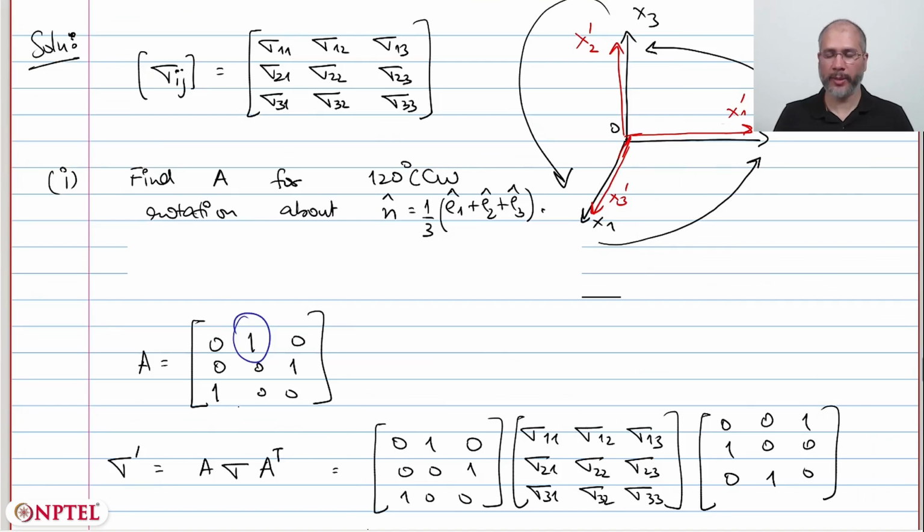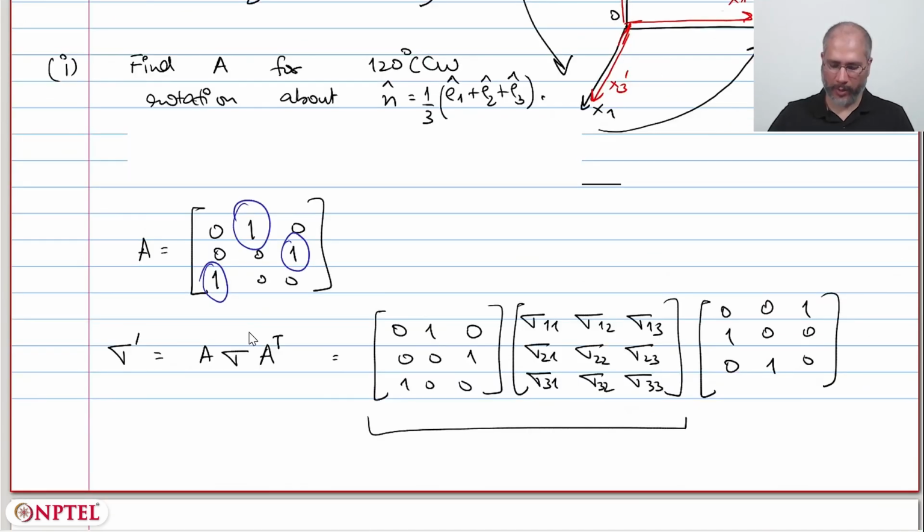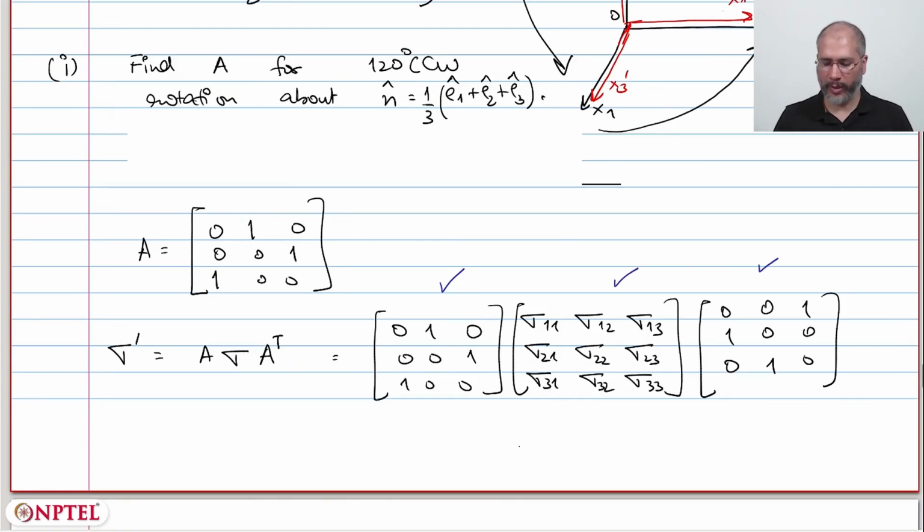The second row, which is for x2 prime, coincides with x3, so this is 1 here and we have a 1 here. So now with this transformation matrix A, we can find sigma prime. So sigma prime is A sigma A transpose. So we put in the A, sigma, and A transpose like this, and we then simply will multiply them.